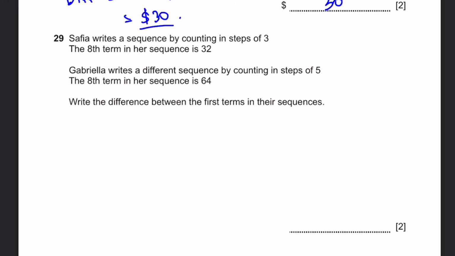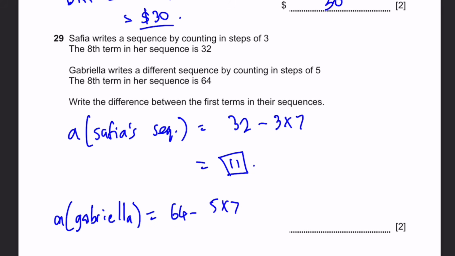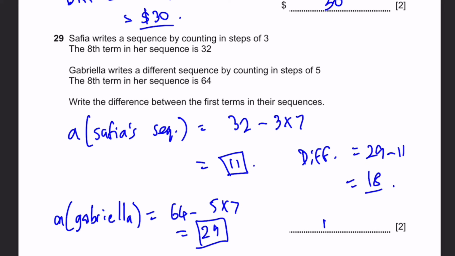And we add 3. So the first term, A, of Safia's sequence is going to be equal to 32 minus 3 times 7, which is 11. Now similar for this, the first term of Gabriela's sequence is going to be equal to 64 minus 5 times 7, which is equal to 29. So the difference will be equal to 29 minus 11, which is 18. And that'll be our answer.